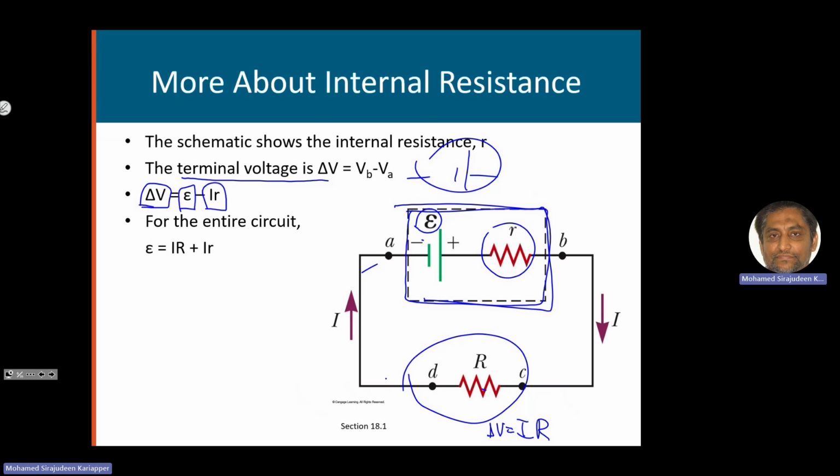So when you say load resistance, that is external to the battery. Whatever resistances you have external to the battery is called the load resistance. The internal resistance is the resistance that is inside the battery. So if you put delta V is equal to IR, you get this. The EMF has to supply the current not only to the external resistance, it should also supply current to the internal resistance. So E is equal to, by Ohm's law, I multiplied by the total resistance. The total resistance will be the outside resistance plus the internal resistance.